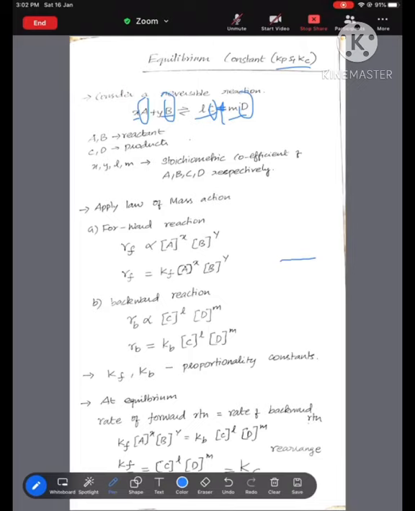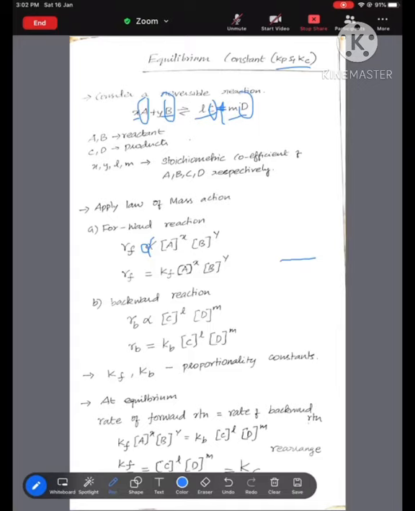When you apply the law of mass action we just studied, it states that at any instant at a given temperature, the rate of the forward reaction is directly proportional to the concentration of the reactants to the power of their coefficients. We apply it first to the forward reaction. The rate of the forward reaction, RF, is directly proportional to the concentration of the reactants, A and B, to the power x and y, the respective stoichiometric coefficients.